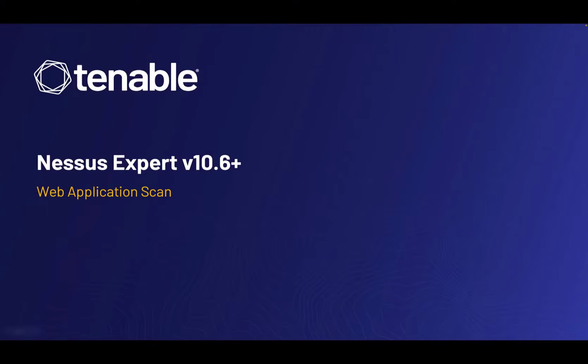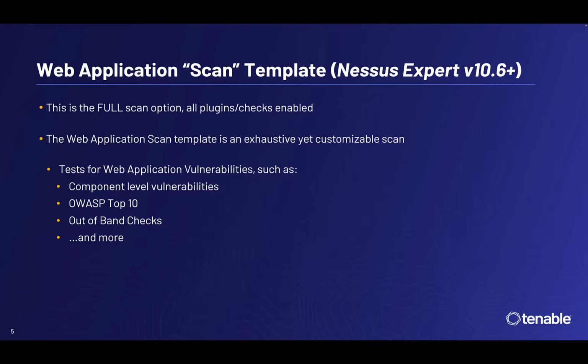Welcome. In this video, we're going to review how to create a web application scan in Nessus Expert for versions 10.6 and above. This scan policy is to be used as the full scan option with all plugins and checks enabled by default. The web application scan template is an exhaustive yet customizable scan, and it tests for web application vulnerabilities such as component level vulnerabilities, OWASP top 10 vulnerabilities, and vulnerabilities associated with out-of-band checks, and more.